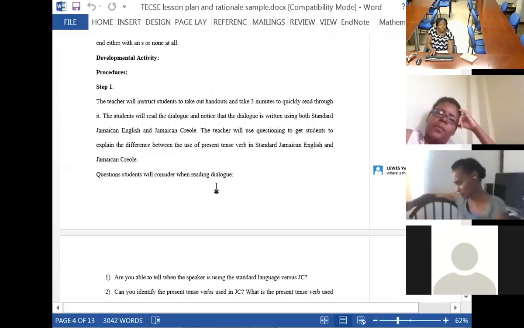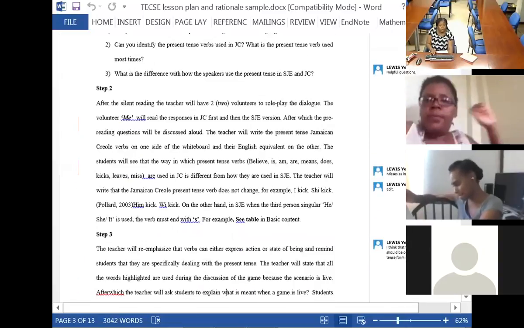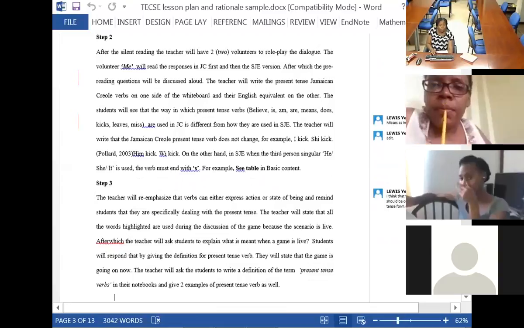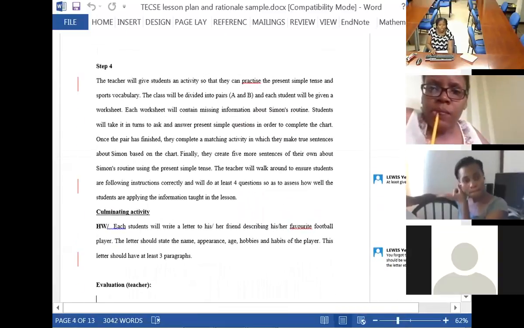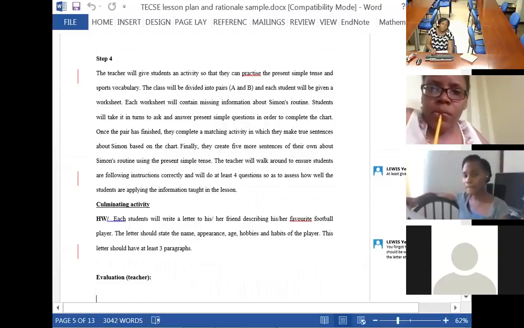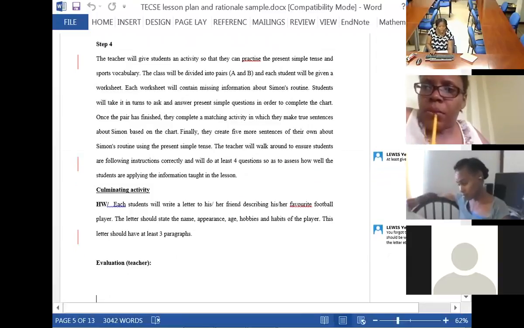So we have the different developmental activity, the different steps. What I really want us to go down to, notice how detailed it is. This is an assignment. Even if you normally write your own lesson plan in point form, for an assignment, you have to ensure that you explain your steps thoroughly, all right?